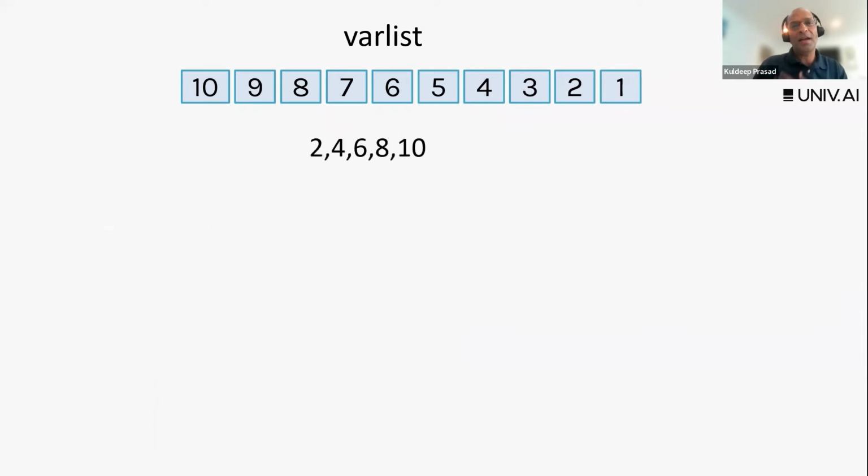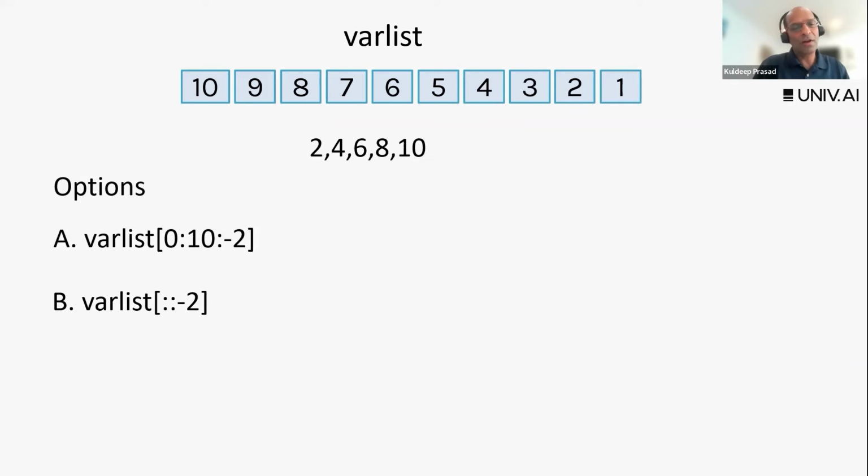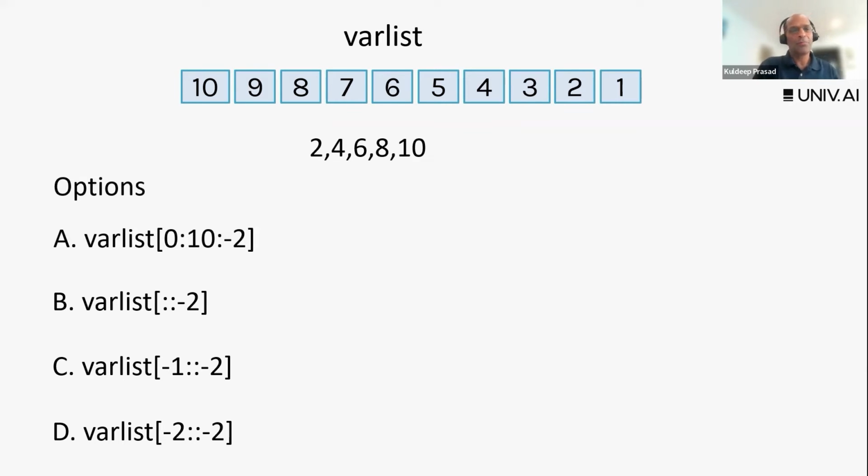All right, so next question. We have another list: 10, 9, 8, 7, 6, 5, 4, 3, 2, 1. And the output that you're expecting is 2, 4, 6, 8, 10. Okay. And your options are: where list 0, colon 10, colon minus 2; where list colon, colon minus 2; where list minus 1, colon, colon minus 2; where list minus 2, colon, colon minus 2. Which one?